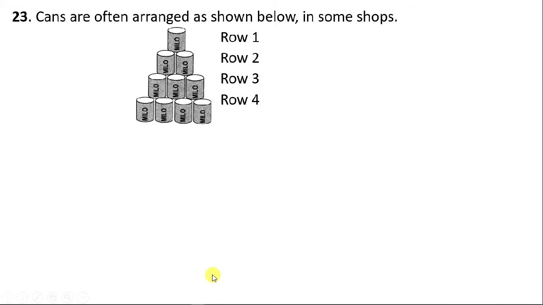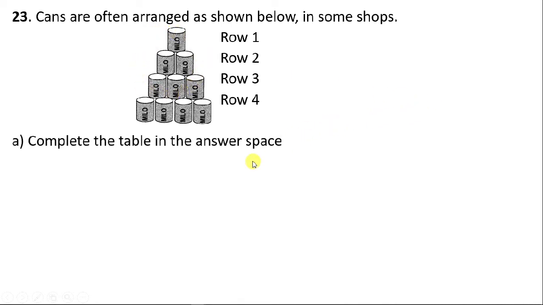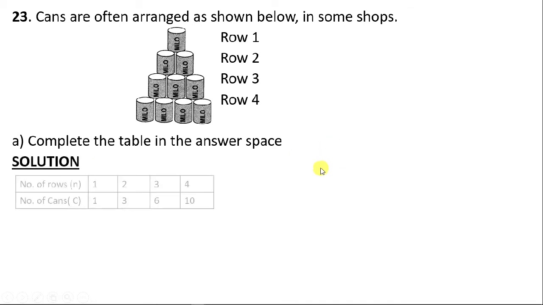We have question 23. Question 23 is saying canes are arranged as shown below in some shops. So you find that they'll put the canes like that. Then the question is saying complete the table in the answer space. They want us to find the total number of canes when you have the fourth row. If you complete it here, you are going to find that the number of canes will be 10.